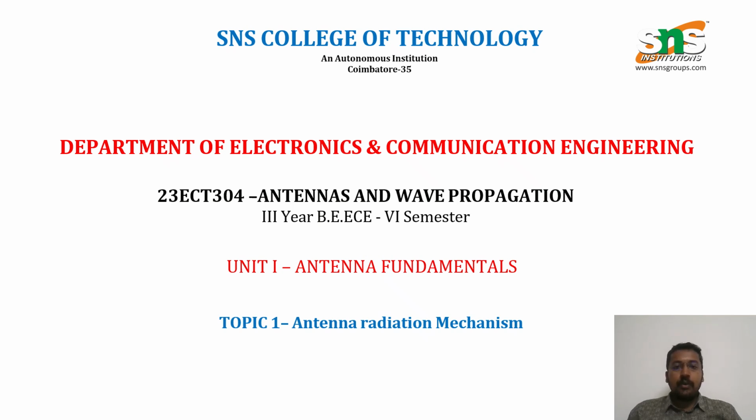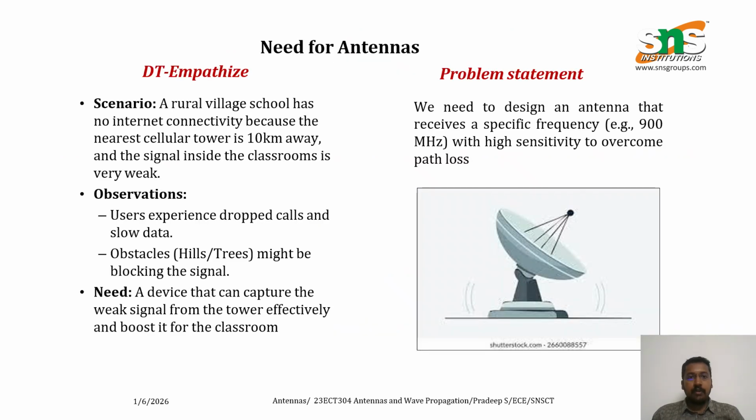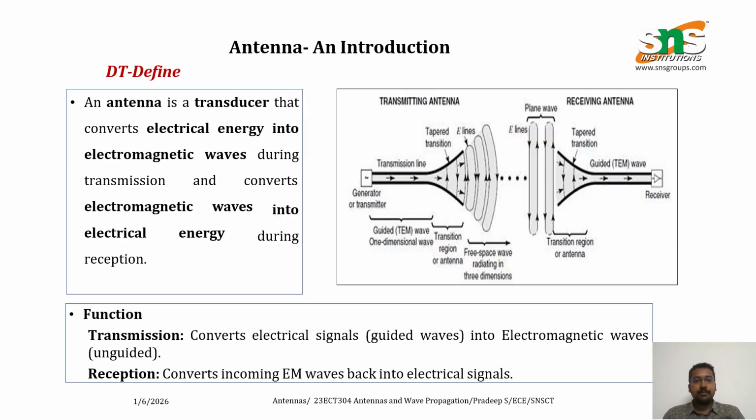In this video, we are going to see about antenna radiation mechanism. So, need for antennas: a device that can capture the weak signal from the tower efficiently and effectively to boost it for the classroom. The problem statement is we need to design an antenna that receives a specific frequency with high sensitivity to overcome path losses.